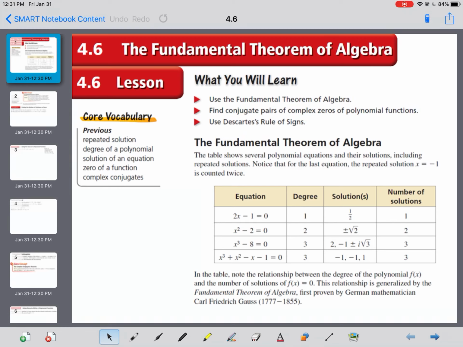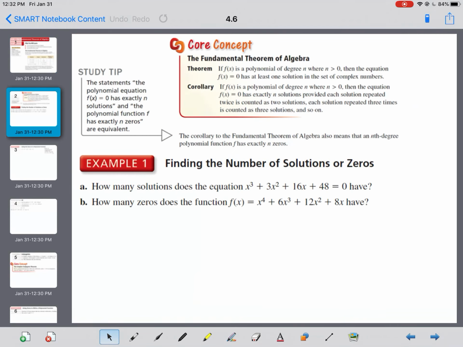So Carl Friedrich Gauss, German mathematician, developed this idea, and basically it is, if a polynomial is of degree n, where n is greater than 0, then the equation has at least one solution in the set of complex numbers. If a polynomial has degree n, where n is greater than 0, the equation has n solutions, provided each solution repeated twice is counted as 2 solutions, each solution repeated 3 times is counted as 3 solutions, and so on. Basically, it's saying the degree of the polynomial is how many solutions it should have.